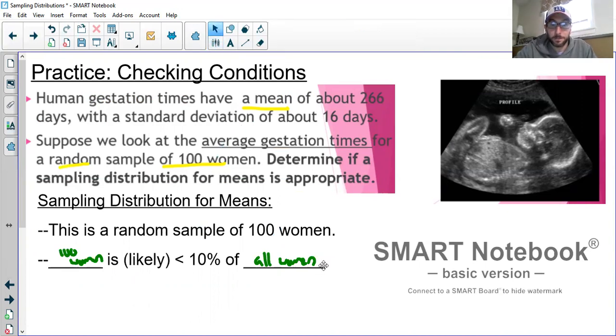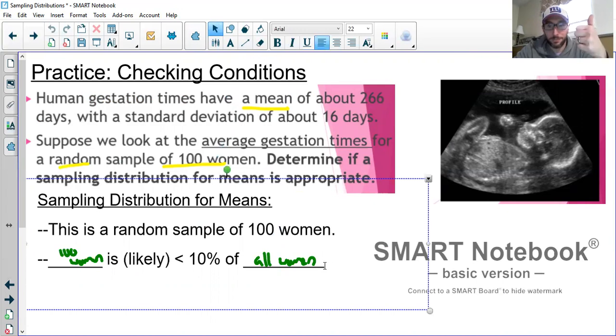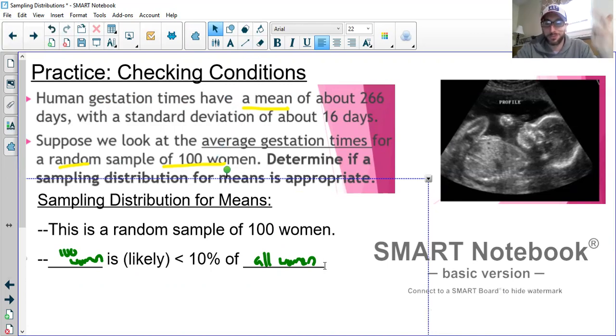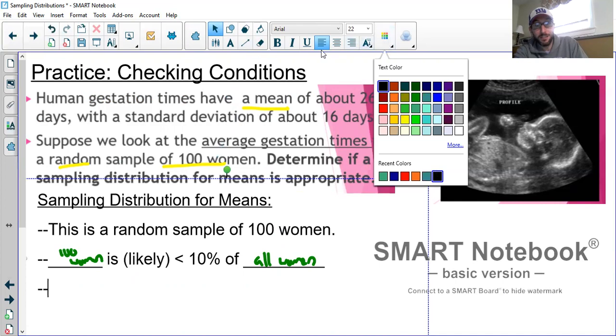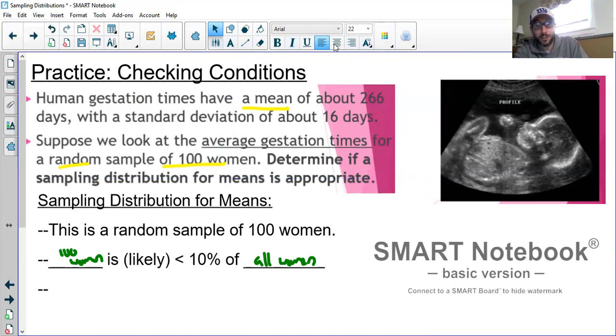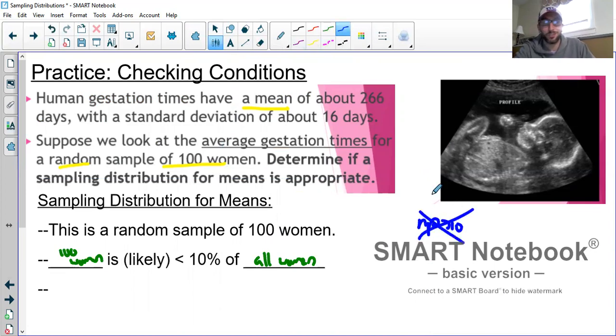And then the third thing, so we got our random sample, nice and easy. It told us that. 100 is less than 10% of all women, no big deal. That's a totally reasonable assumption. There's way more than 1,000 women wherever we are. Can't check success failure, right? We're not in proportions. And again, hopefully we realize that would be impossible. It would be impossible to do n times p bigger than 10 because there's no p, there's no percentage.